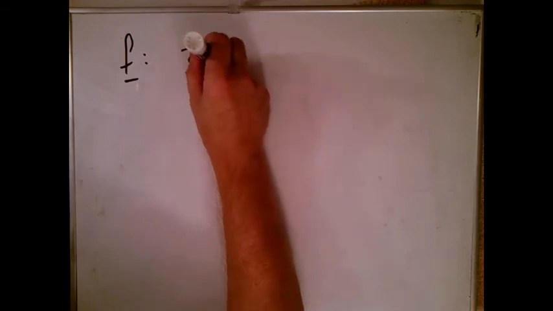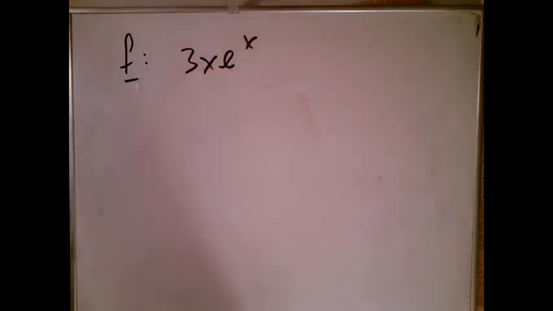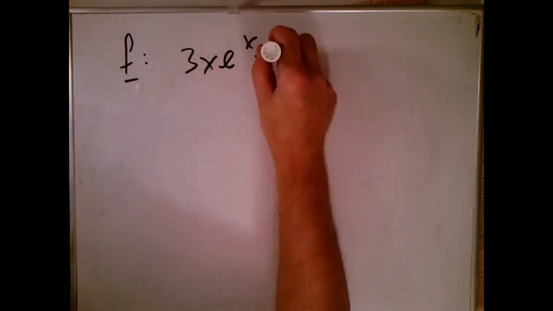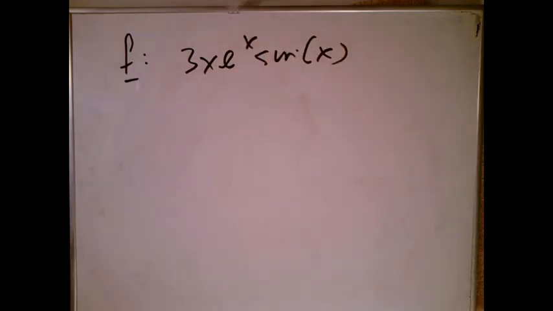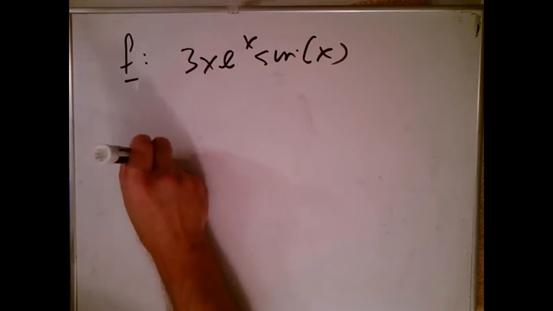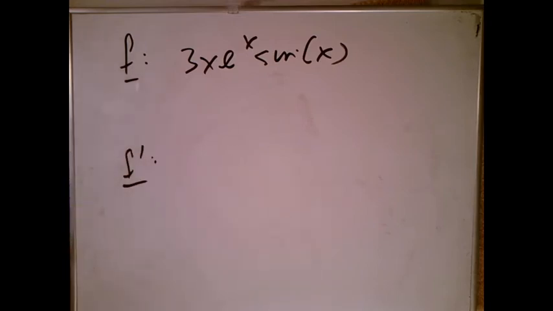All right. The next one on the list says, if they give us the function 3x e to the x sine x, we want the derivative. Well, how am I supposed to do that? Hint, hint: those are 3 things being multiplied together. Pause the video, take a minute, it shouldn't take any longer than that, and write out the derivative of 3x e to the x sine x.